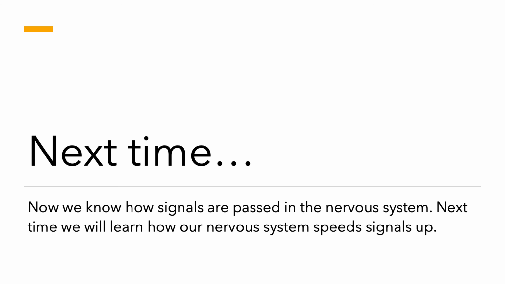Now we know how signals are passed in the nervous system. Next time, we will discuss myelination and how it is used to speed up signal transduction.